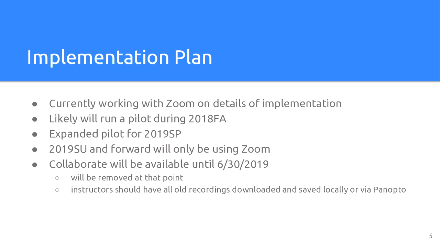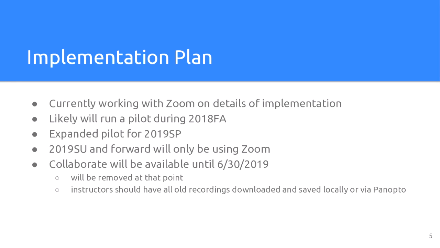I don't have any concerns about Zoom not working. It's just I want to keep the pilot small so we can manage that effectively. We'll probably do an expanded pilot in 2019 spring. And all courses moving forward from 2019 summer forward will have to use Zoom. So we'll have to make sure that those summer faculty are ready for that, because our contract with Collaborate ends on the 30th of June of 2019. So we will turn it off at that point.